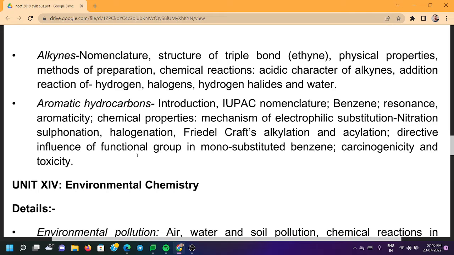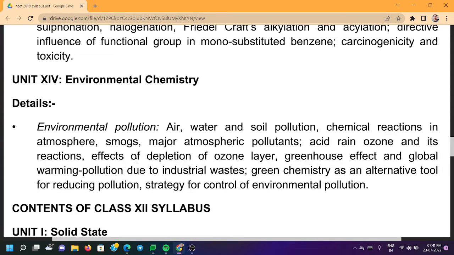Aromatic hydrocarbons, introduction, IUPAC nomenclature, benzene, resonance, aromaticity, chemical properties, mechanism of electrophilic substitution, nitration, sulfonation, halogenation, Friedel-Crafts alkylation and acylation, directive influence of functional group in monosubstituted benzene, carcinogenicity and toxicity.